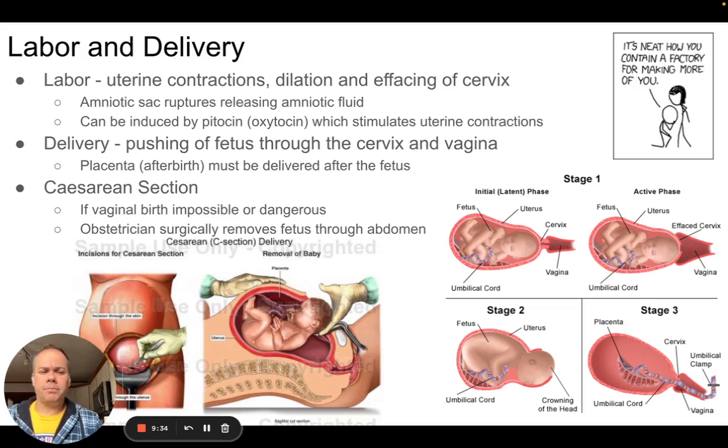Sometimes there are problems in childbirth and labor and delivery, and a doctor may make a decision that they need to remove the fetus more quickly, and they might do what's called a C-section. A C-section is what's done if a vaginal birth is not possible or as dangerous to the mother or the fetus.